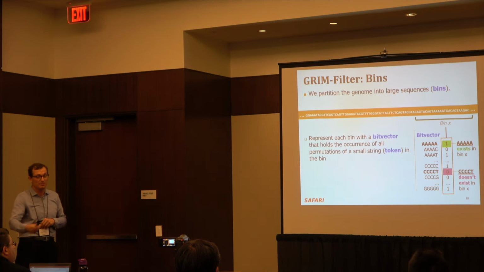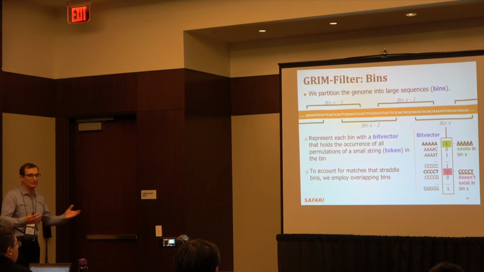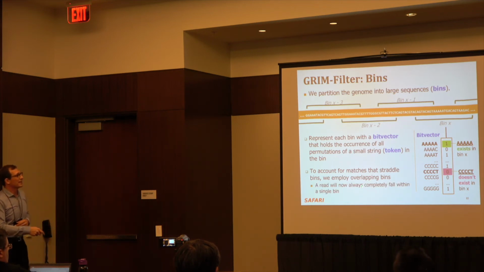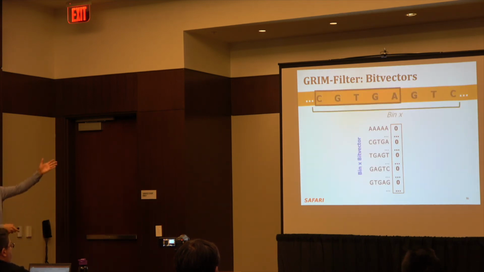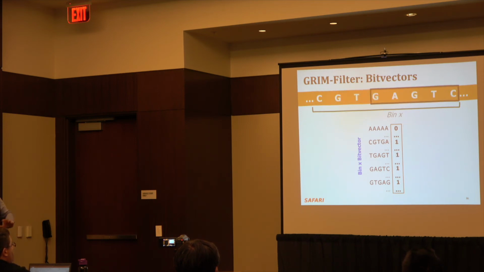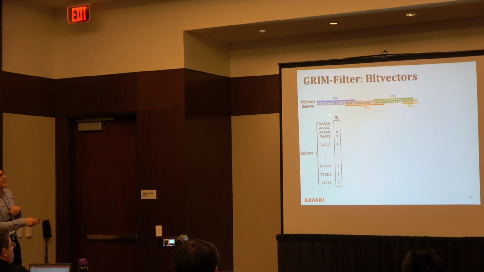So you form these bins by pre-processing the genome. To account for matches that straddle the bins, you need to employ overlapping bins, because otherwise you will lose information, and information loss is not good. A read now completely falls within a single bin. So by pre-processing the genome, you form these bit vectors. This is an example of a bin over here and what the bit vector looks like over here. This may not be a good example. You go through the entire reference genome and create a single bit vector for each bin, and the bins are overlapping. So you have bin 1 over here, bin 2 over here, bin 3 over here, and the bit vectors represent whether the 5-length string actually occurs in that part of the reference genome.